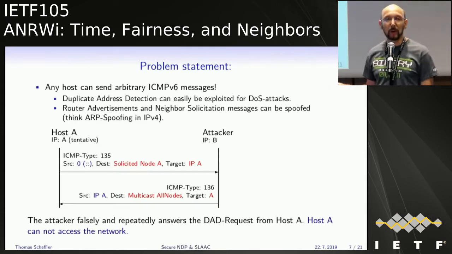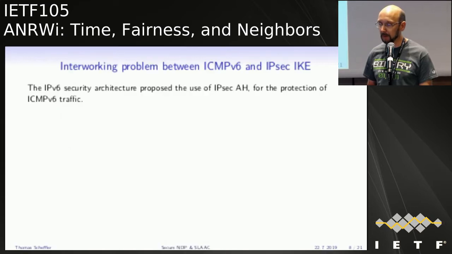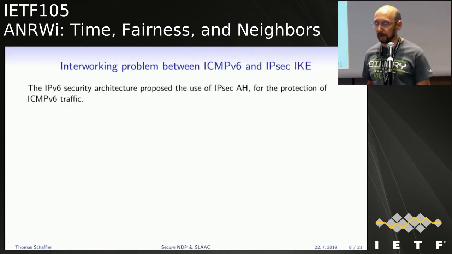That's just one example of what can happen in IPv6 neighbor discovery. There are other attacks as well. So what did people think about it? They said, oh, well, we have this nice thing called IPv6, so we just secure all our neighbor protocol messages with IPsec, and then the problem is solved.